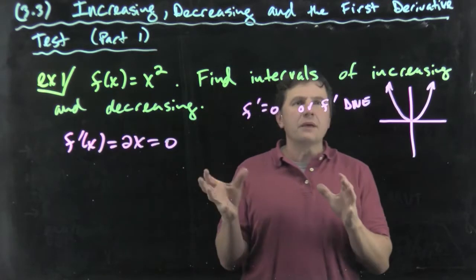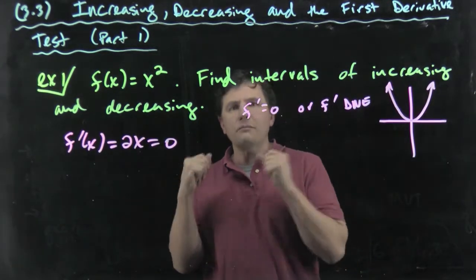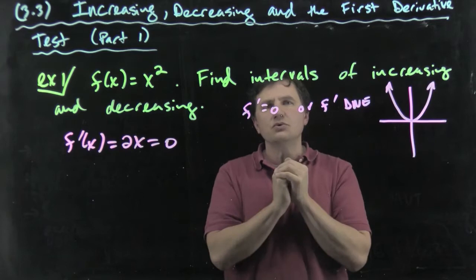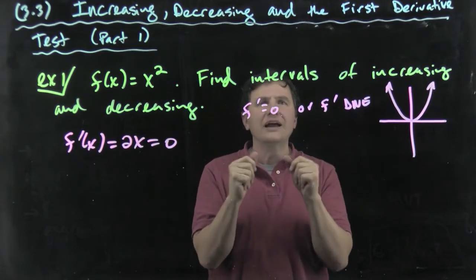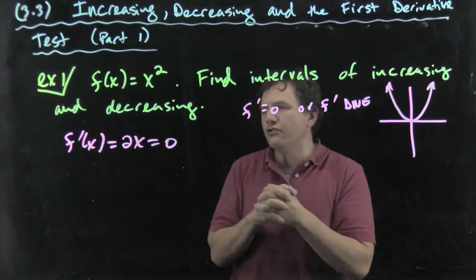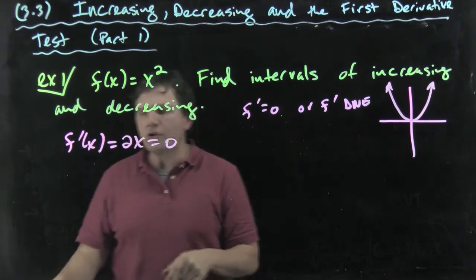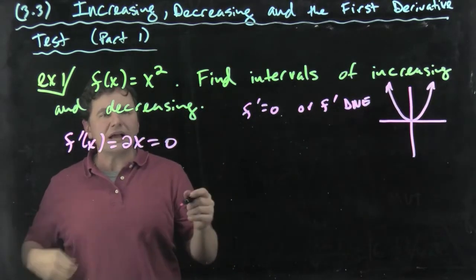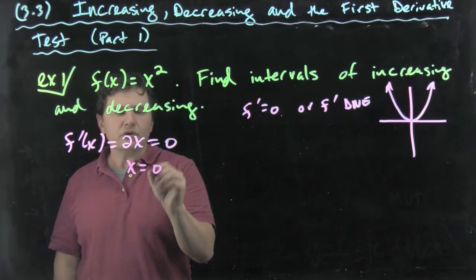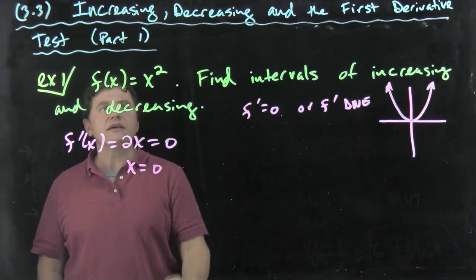So just think about it. In order for our derivative to go from positive to negative, one of these two things has to happen. So we can find all our intervals if we first start when the derivative is equal to 0. So once again, f prime of x equals 2x. So clearly x equals 0 is our only critical point of that.